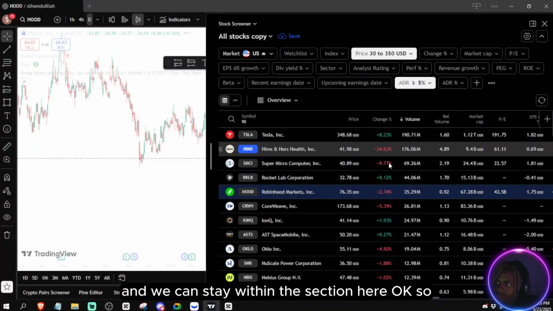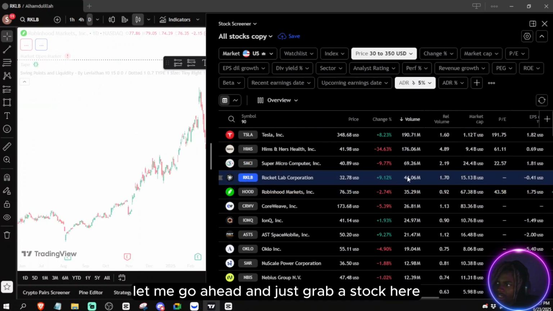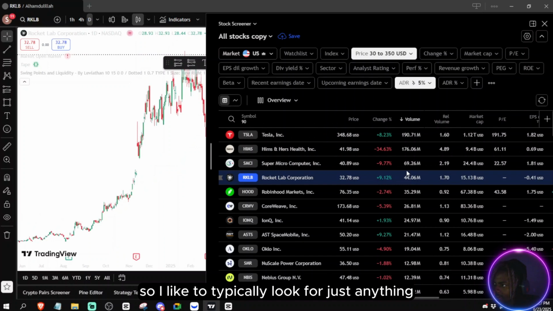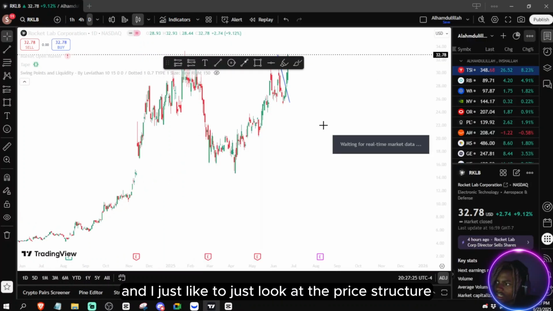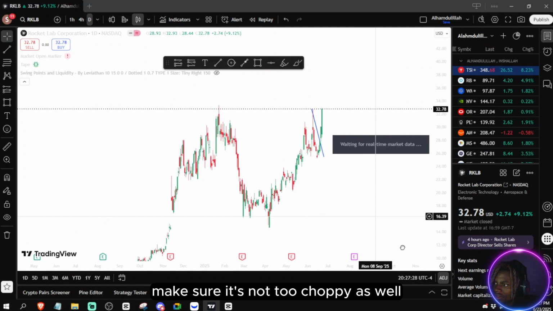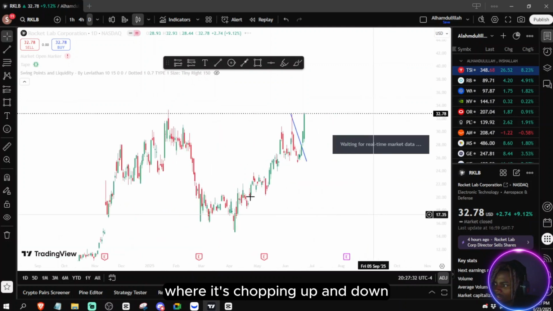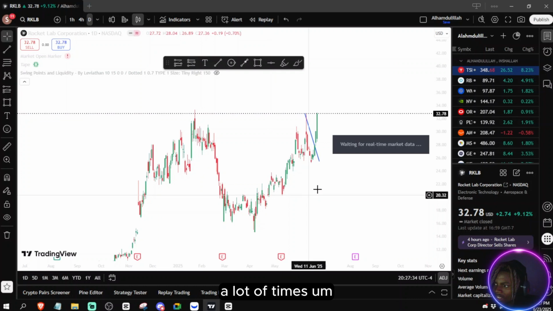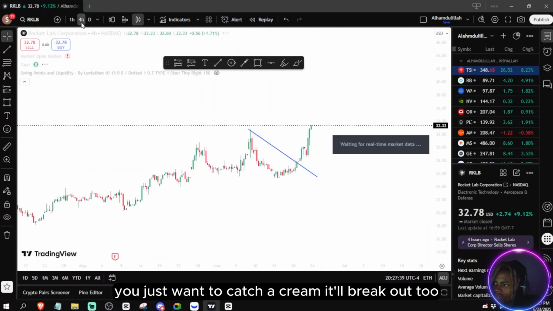Okay. So let me go ahead and just grab a stock here. I like to typically look for just anything with good volume, and I look at the price structure, make sure it's not too choppy as well. Ideally, I don't want to play stocks that are chopping up and down a lot of the time. You just want to catch a clean breakout too.